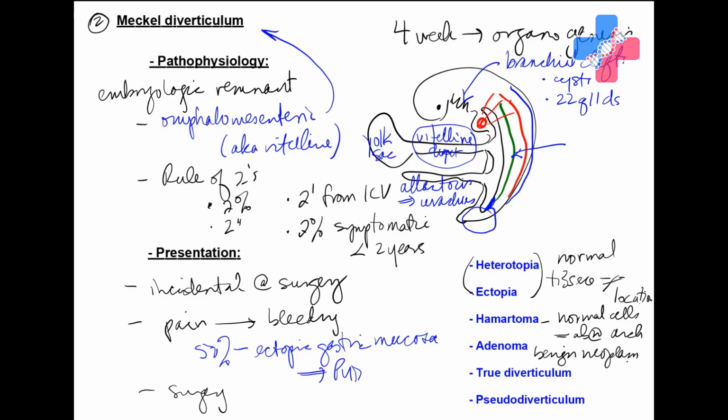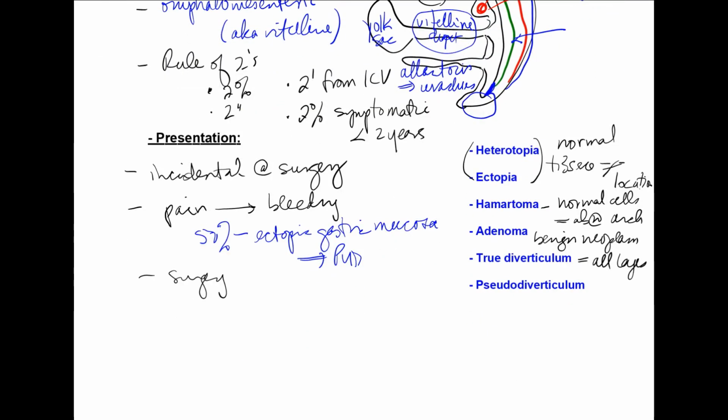Meckel's diverticuli are true diverticula, meaning they include all the layers of the bowel wall. Pseudodiverticula do not have all the layers, and usually it's just the mucosa, and this is most commonly seen in diverticulosis of the sigmoid colon.